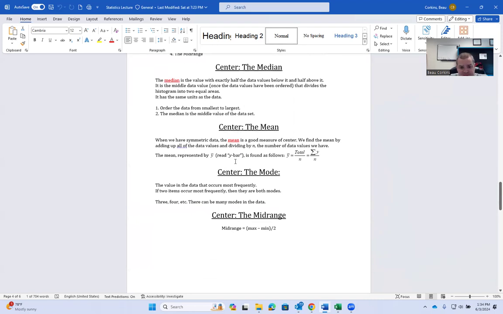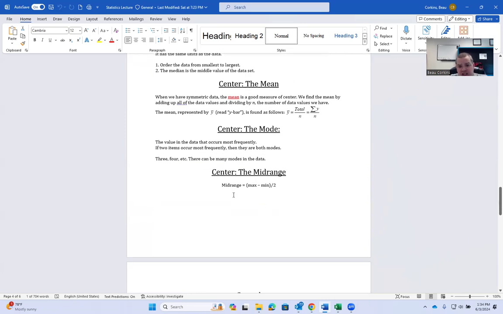The mean is represented by x bar. It is the sum of all the values divided by the total. The mode is the most frequently occurring value, and the mid-range is the maximum minus the minimum divided by 2, so an approximate middle of the data.